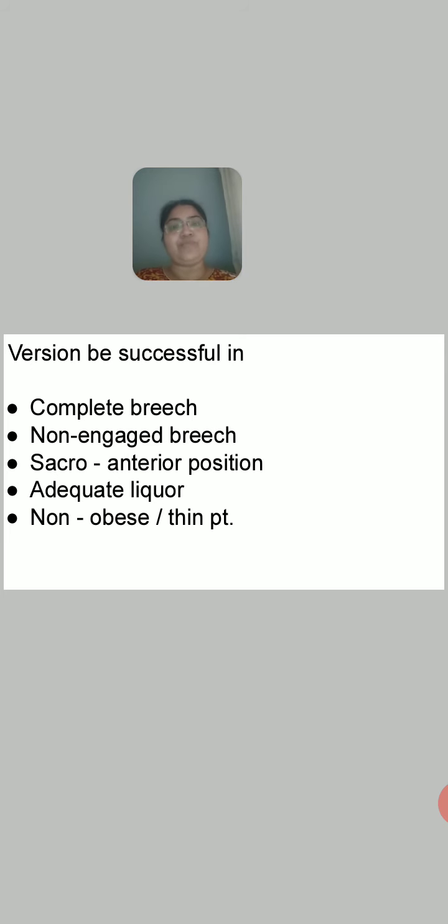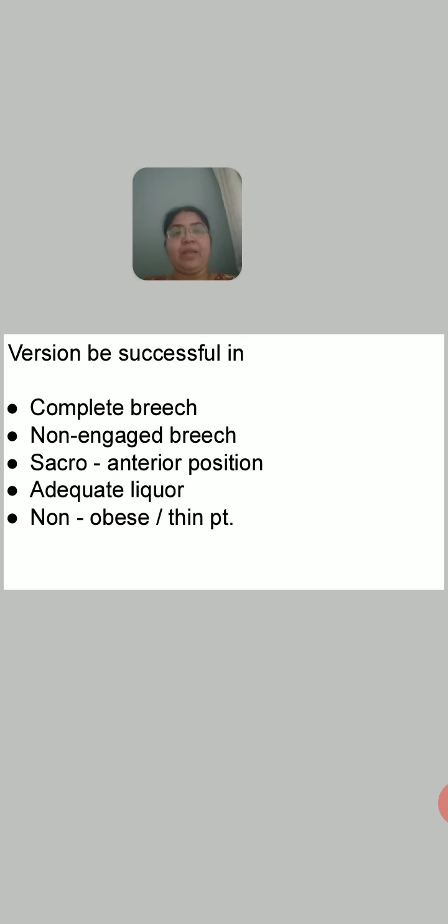Version may be successful in certain cases, like complete breech. In these conditions, there are more chances of successful version. Complete breech means, now you know, that all the body parts of the fetus are well flexed. So when the fetus is well flexed, version becomes successful. Non-engaged breech: after the engagement of the breech, version will not be successful. But when the breech is non-engaged, version is possible. Version becomes successful.